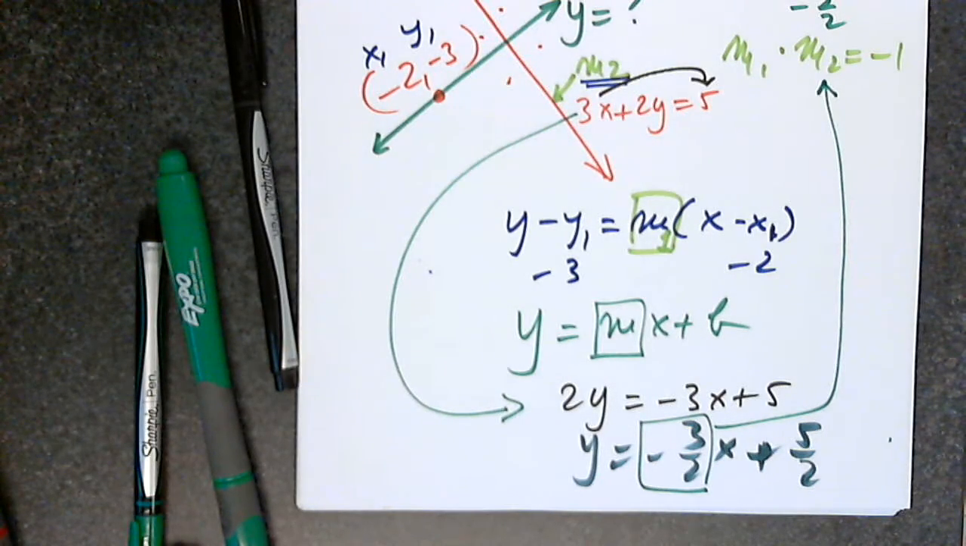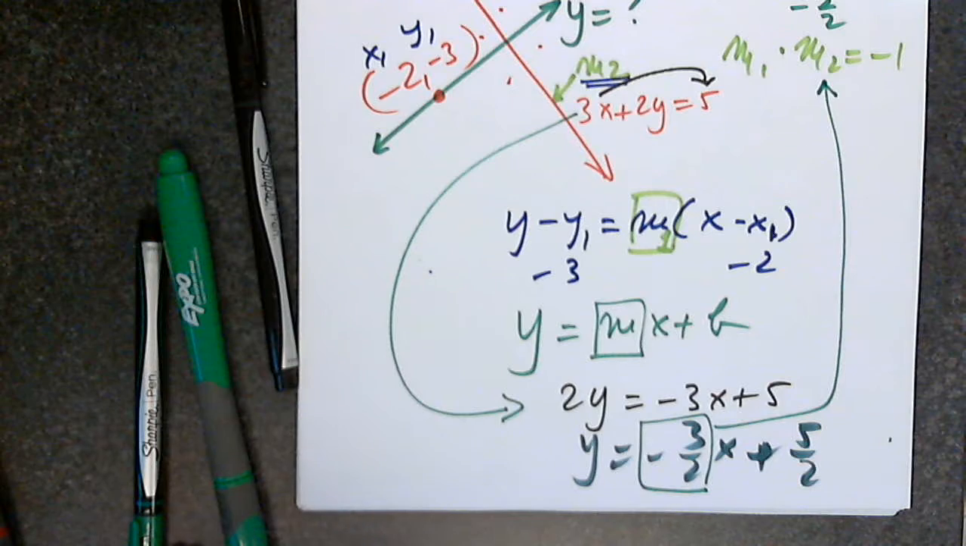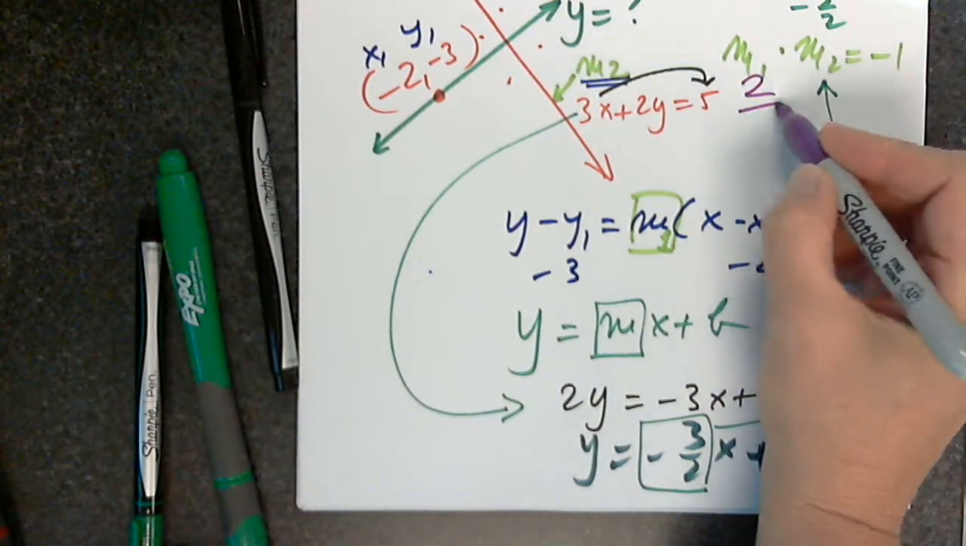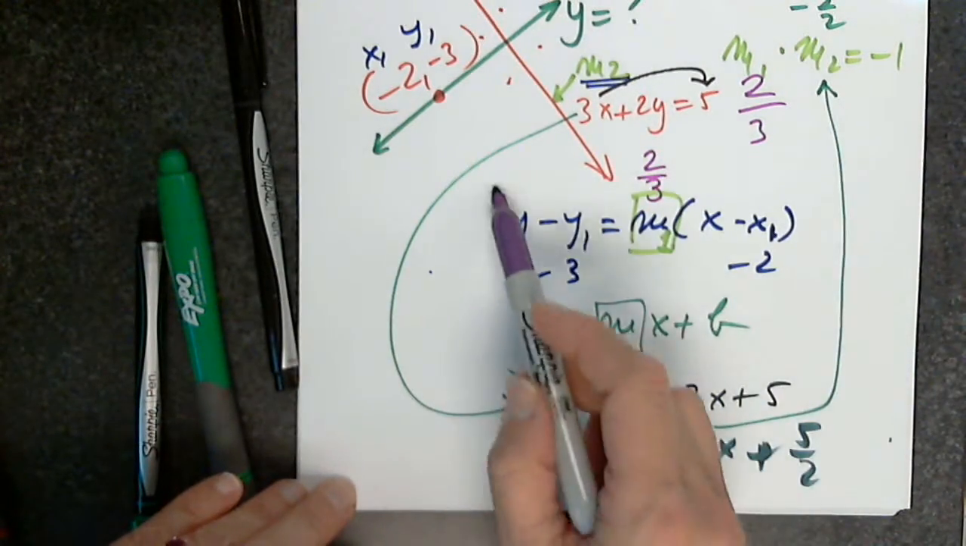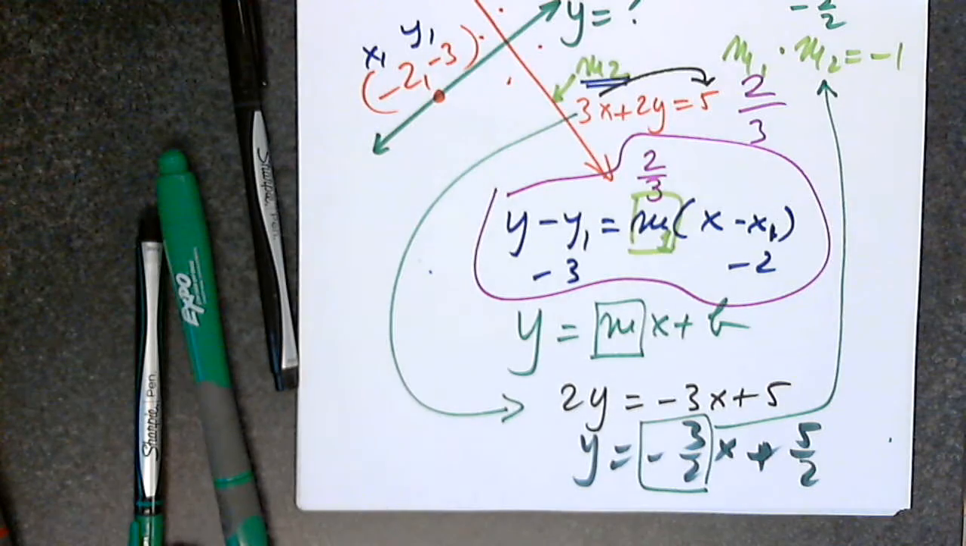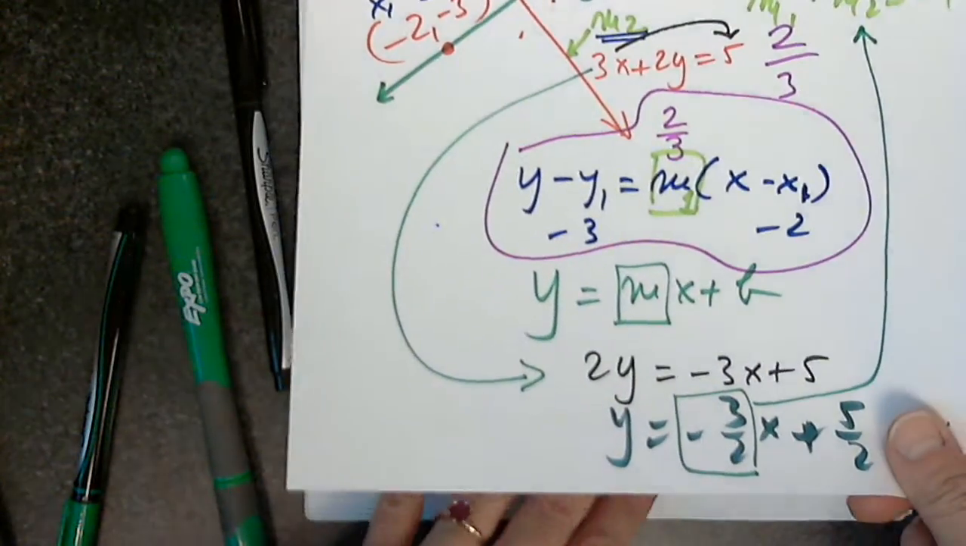So now can anyone identify the slope of the green line that I'm looking for? Which number multiplied by negative 3 halves will give us negative 1? It's the multiplicative inverse, which is 2/3. Only 2/3 multiplied by negative 3 over 2 will give us negative 1. Agreed? Okay, so then I have the slope, which is 2/3. Now I have everything. I have the slope, I have the point. All I have to do is plug it in and simplify. Are you with me? Okay.